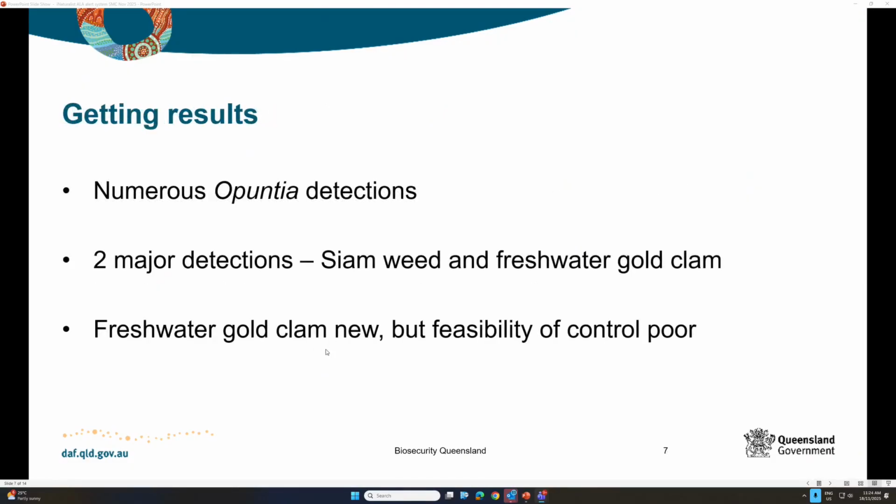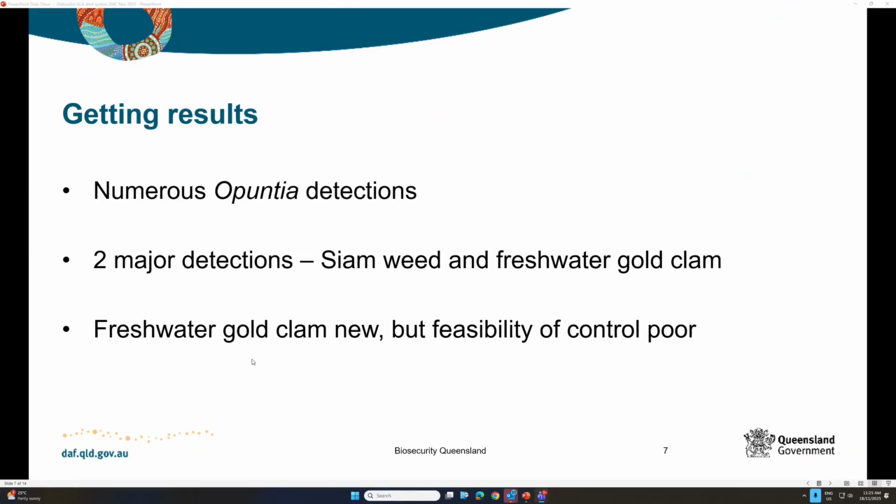So, some results to prove that this is actually working. Just in the last year alone, we've had numerous Opuntia detections. Opuntia are really high-risk cactus species that we're very concerned about, as they pose huge threats to the arid and semi-arid zone of Queensland and Australia generally. However, the two biggest detections in terms of significance would be cyan weed and also the freshwater gold clam.